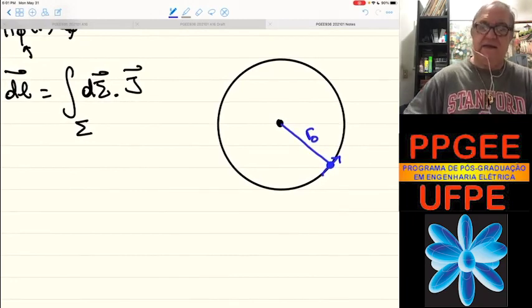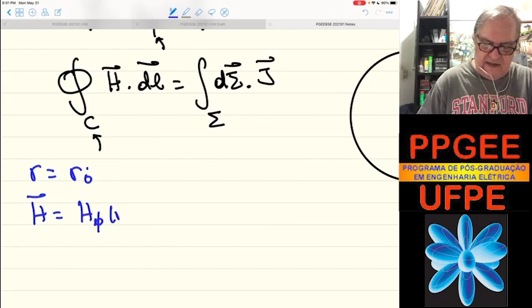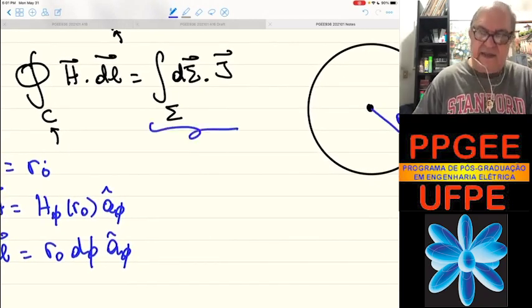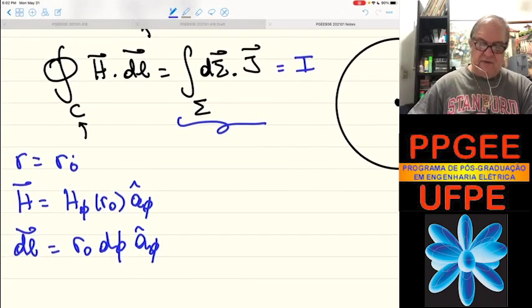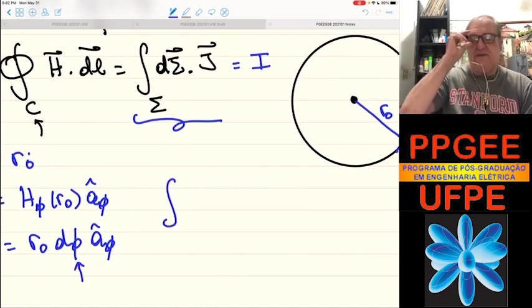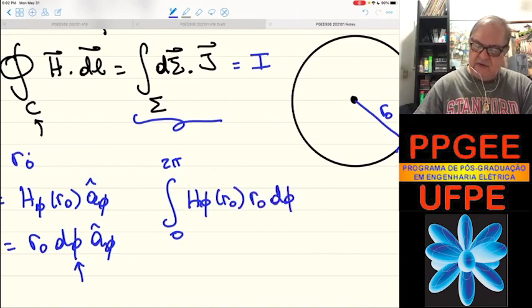let's say R0. I make on the curve R equals R0, H equals H phi of R0 a phi, and dL in this case is R0 d phi a phi, and the integral is going to be equal to I. So we have a very simple integral. The integration variable is phi from 0 to 2 pi of H phi of R0 times R0 d phi equals I.